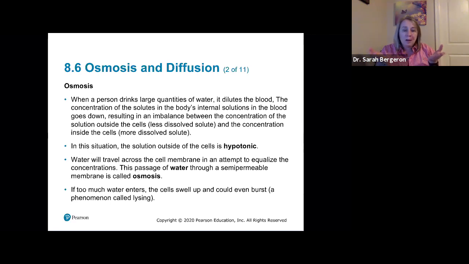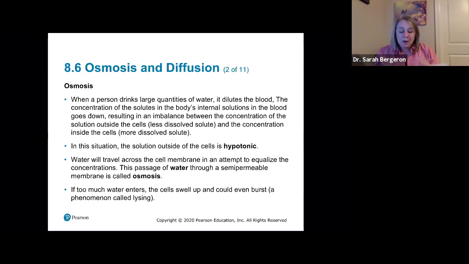So how's that going to work, right? Well, if I have a low concentration here and a high concentration here, what's going to happen? My water is going to pass through the semi-permeable membrane in a process that we call osmosis. And so water is actually going to enter the cell, and the cell is going to swell and could even burst if it gets to be too big.